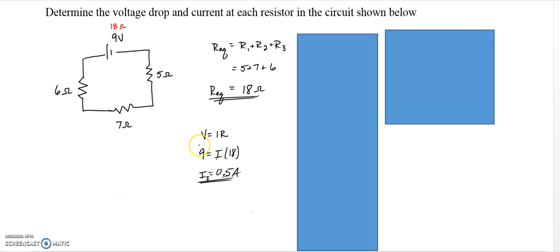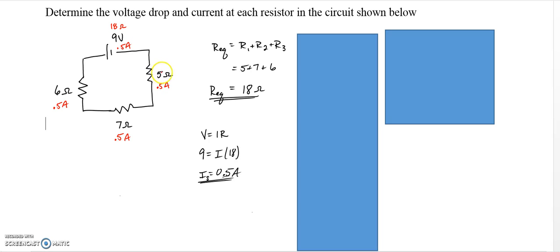I just did that. V equals IR, Ohm's law, and I did it at the source. The voltage supply is 9. I don't know what the current is. The resistance is 18. So I can solve for the current coming out of the battery, and that's 0.5 amps. If this is 0.5 amps, then all of these are 0.5 amps, because there is only one path. They all have 0.5 amps. There's only one flow.